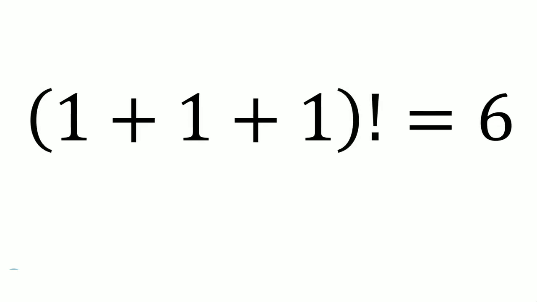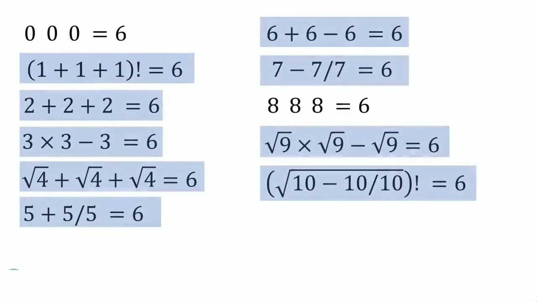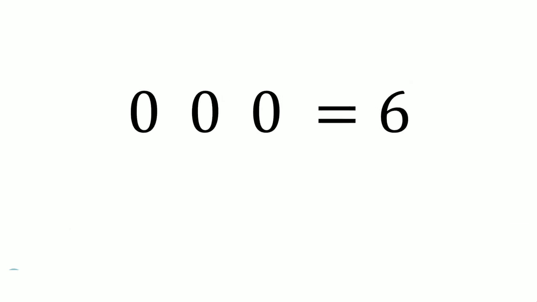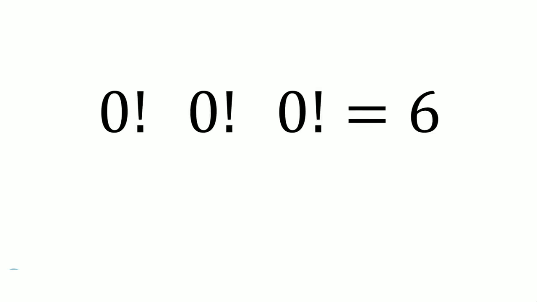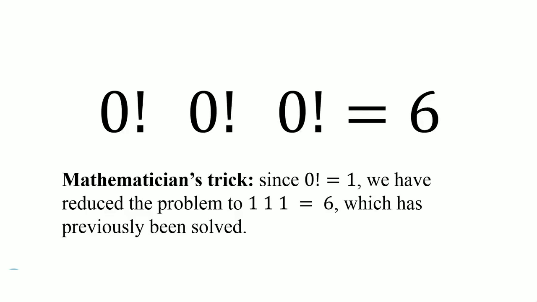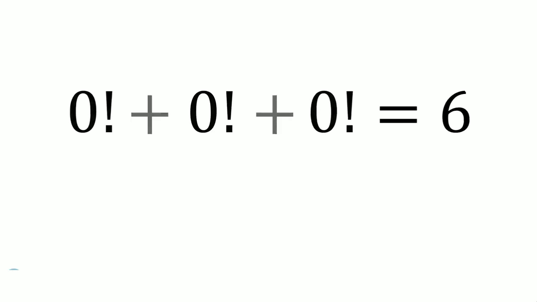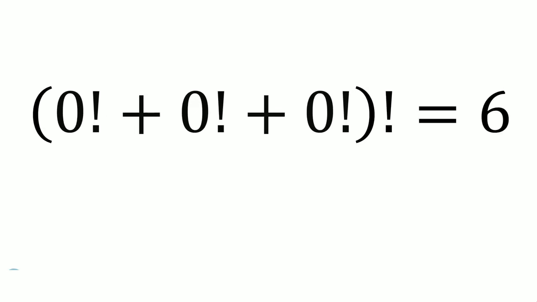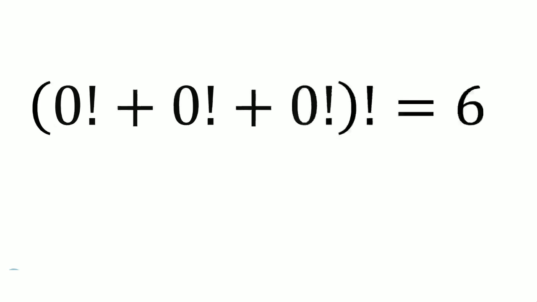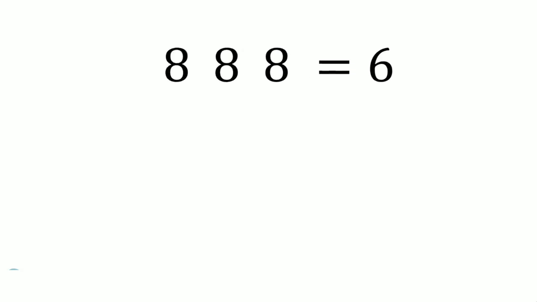Now, what about 1, 1, 1? We notice if we add the 3 numbers, we get 3, and then we take the factorial, and that's equal to 6. So now how do we solve for 0, 0, 0? That's 0, 0, 0 equal to 6. First we take the factorial of each of these numbers. Since 0 factorial is equal to 1, we have reduced the problem to 1, 1, 1 equal to 6. That has already been solved. So we add up these numbers, and then we take the factorial of the sum, that will be equal to 6.